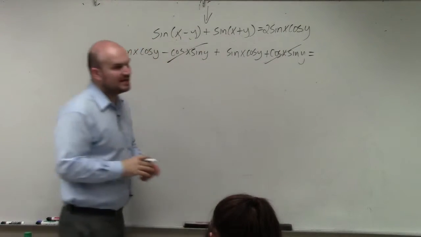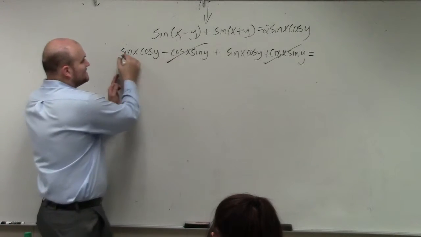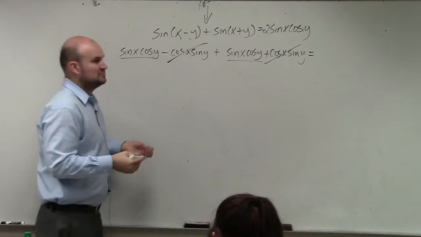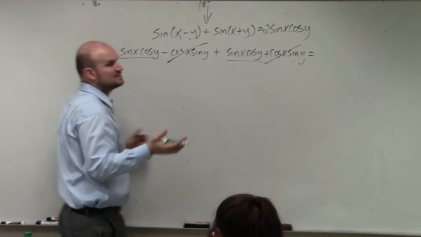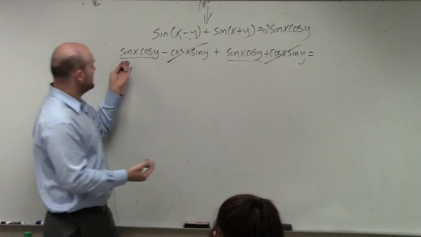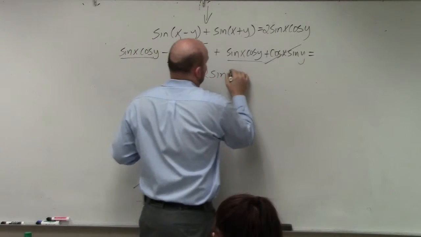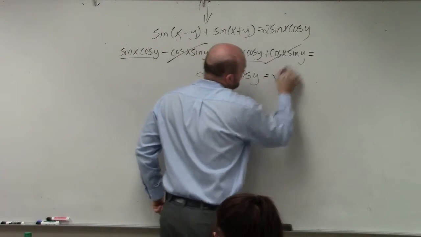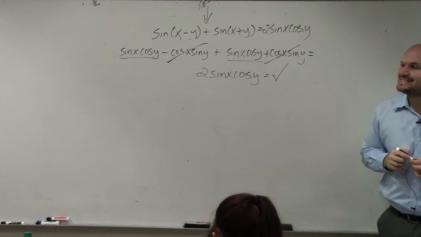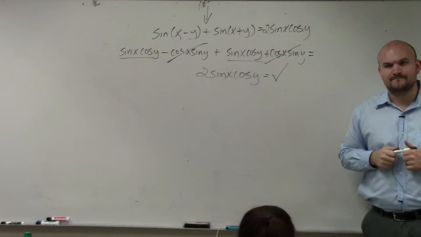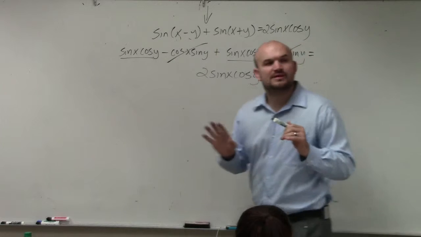What we notice is, do you guys see how these are the exact same expressions? One's positive, one's negative. And then these are exactly the same. If you had x and x, that would be 2x. So if you have sine of x cosine of y and sine of x cosine of y, you get 2 sine of x cosine of y. And now you guys can see that that is exactly the same as the right side.